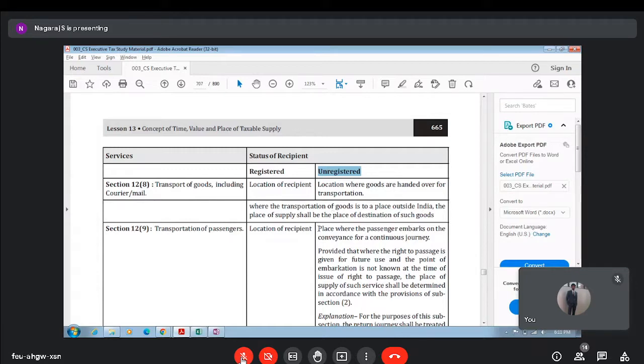For the unregistered person, place of supply will be where the passenger embarks. Embark means where they get into the conveyance for a continuous journey.